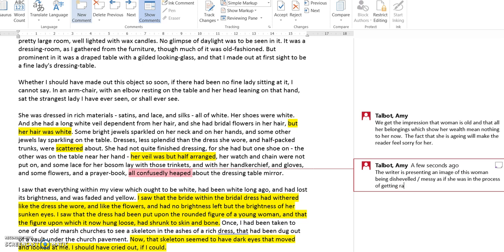as if she was in the process of getting ready for her wedding day. It stopped all of a sudden, and everything is left messy around her.